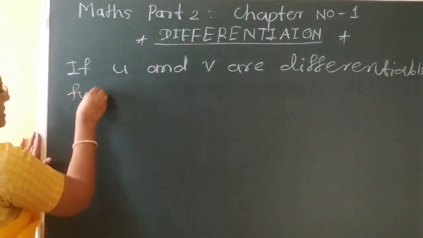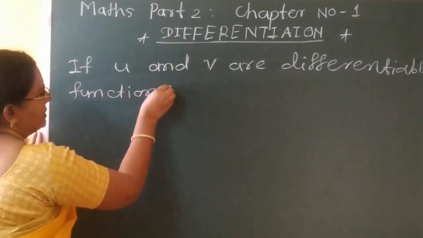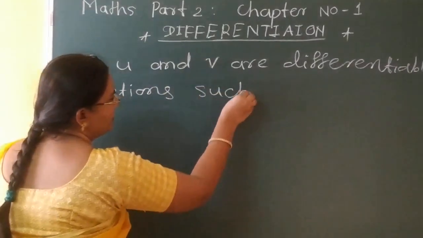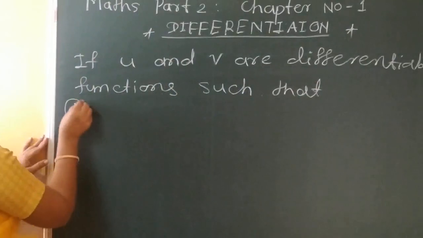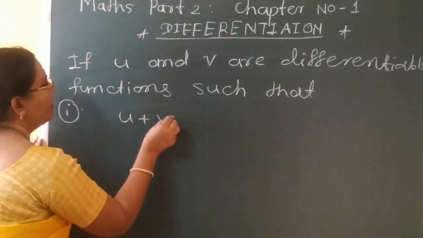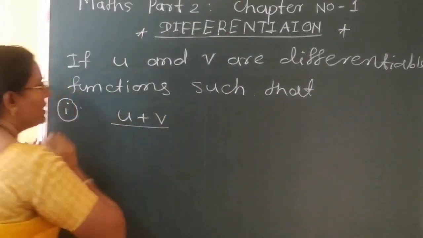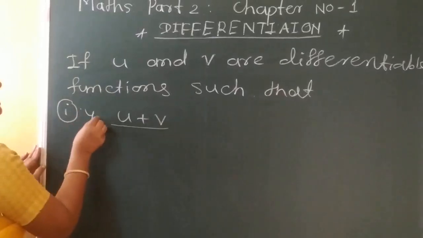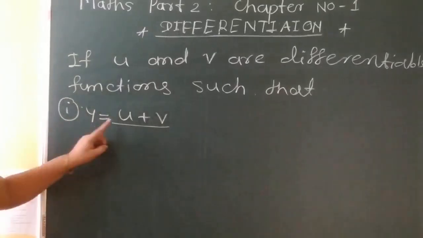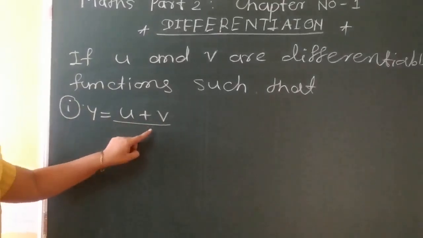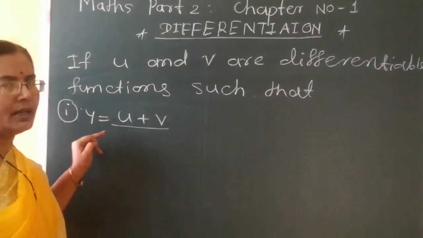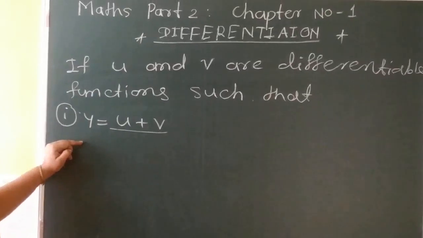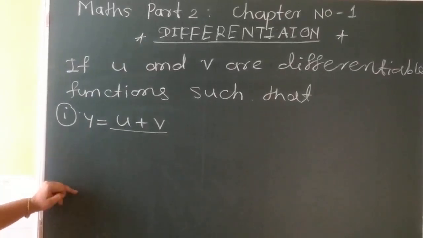Differentiable functions such that, first, u plus v. For this addition we take the variable as y. These two functions u and v are differentiable functions with respect to x. Then we have to find the derivative of this y with respect to x.